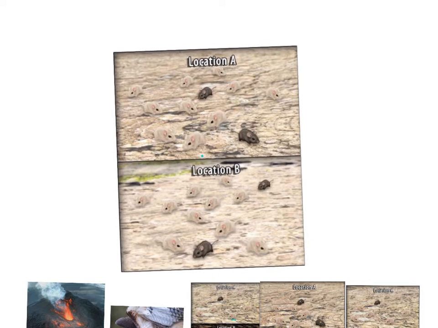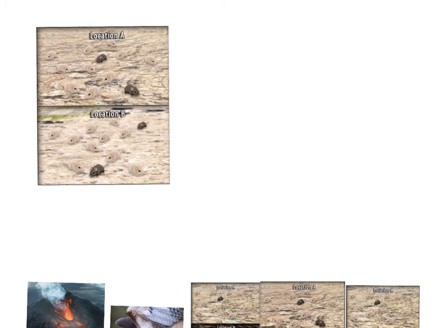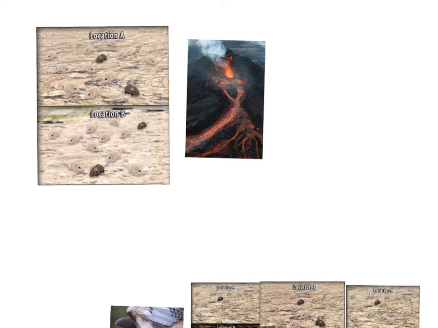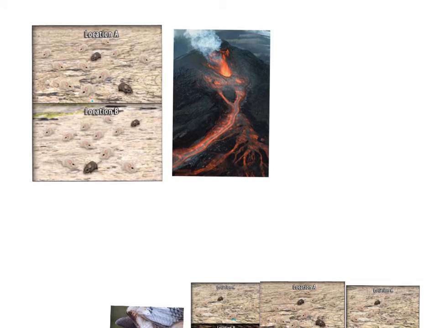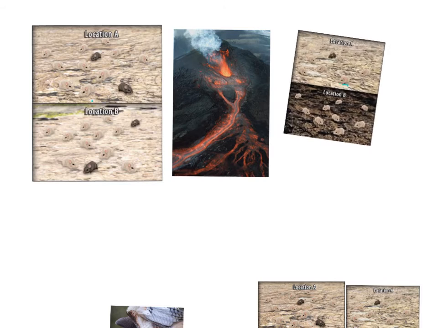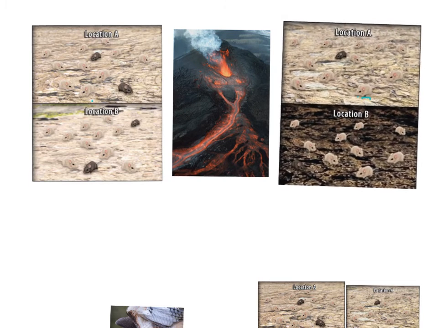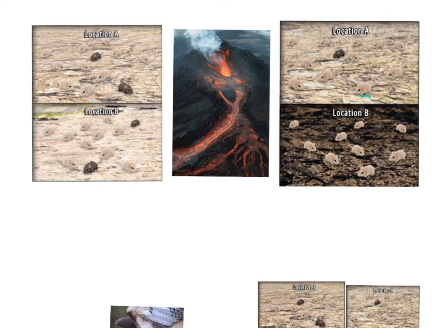Okay, so the story continues. What happened, the big event that really changed everything, is there was a volcanic eruption. And that volcanic eruption only really affected half of the desert area. So it affected only location B. And if you know anything about lava, when lava cools, it turns into a very dark black rock. So location B went from having a normal sandy colored background to a dark black background because it was now volcanic rock.